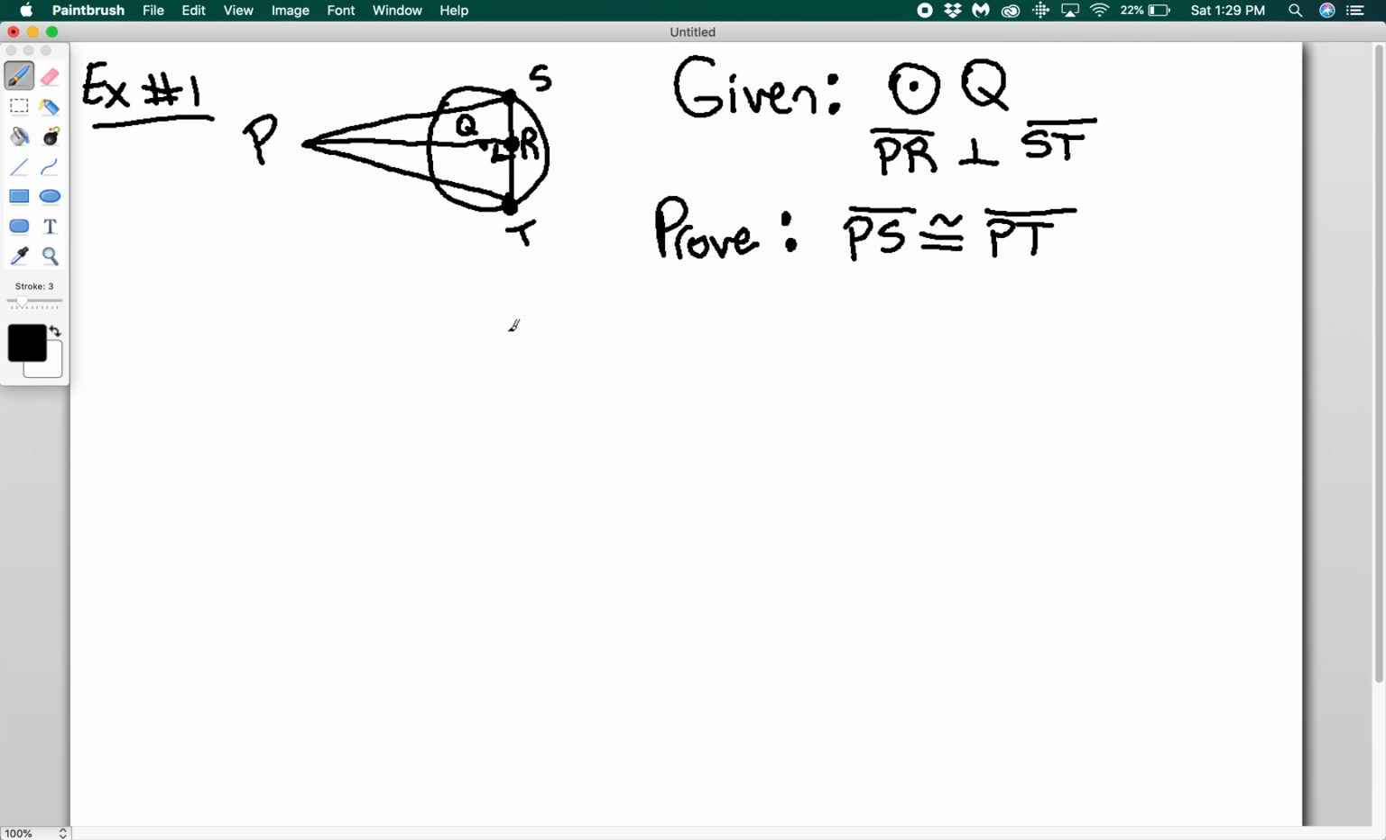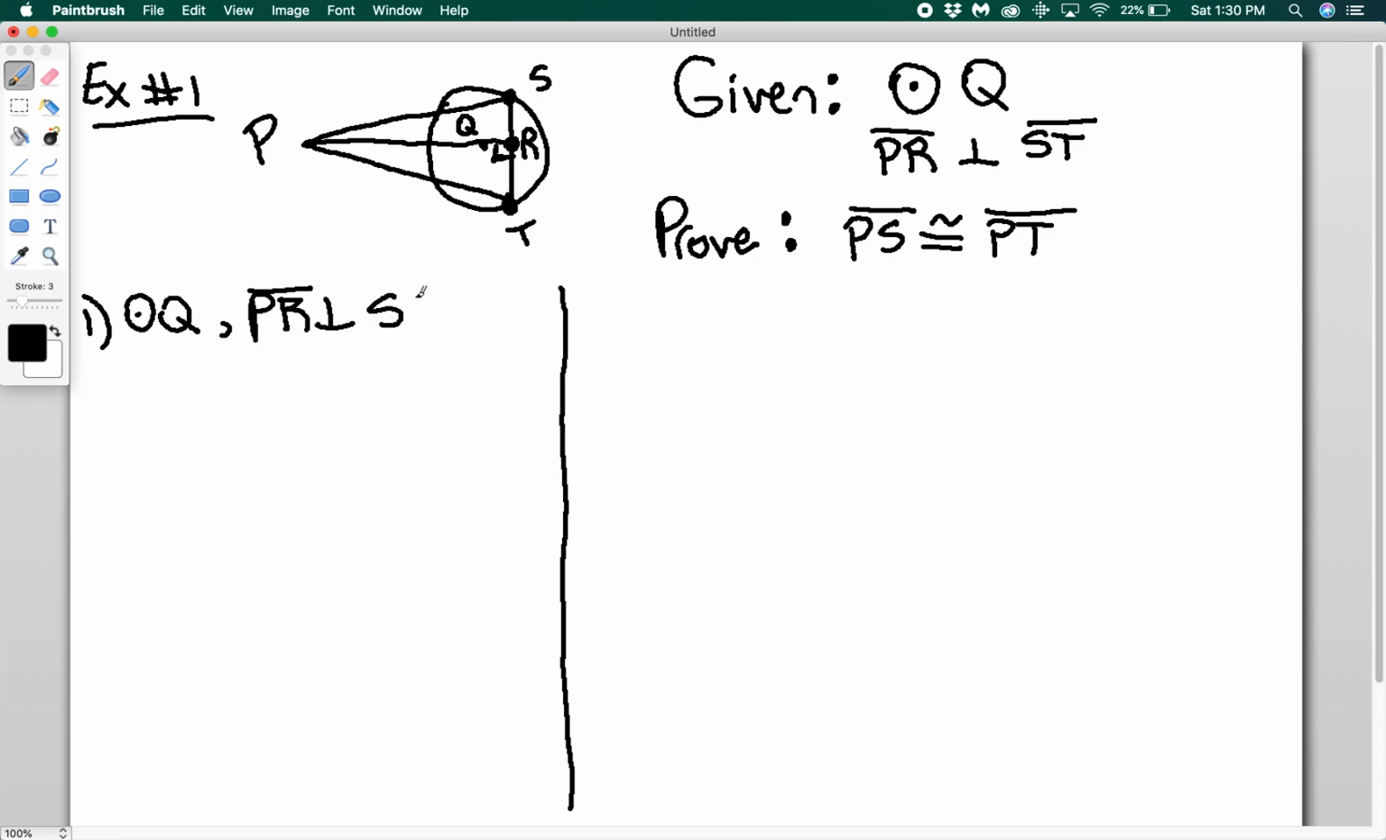To do this, we're going to do a two-column proof. I'm going to split this, and on the left side, I'm going to write my statements, and on the right side, I'm going to write the reasoning as to why those statements are true. So if I want to show that PS is the same as PT, in these two-column proofs, where you're going to want to start is always with the givens. So my first step is just going to be to write down what the given is. The given is that the circle is centered at Q, and also that line segment PR is perpendicular to line segment ST. And my reason for this is that it's given in the problem.